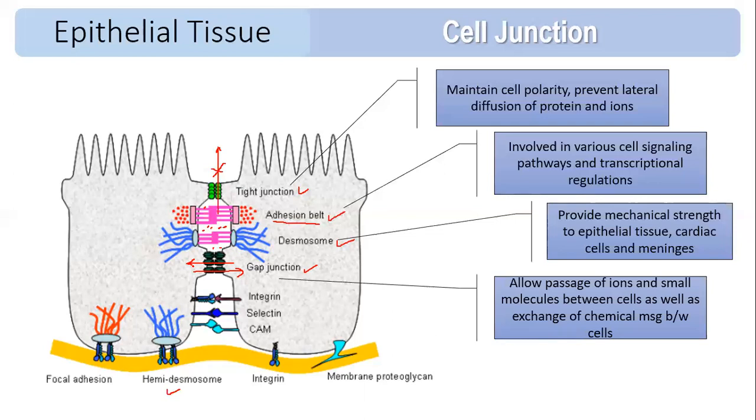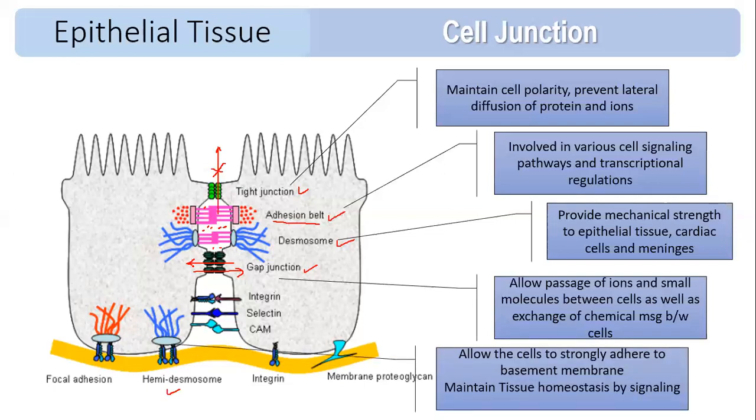And the last is called hemidesmosomes. You can see that epithelial cells remain attached to the basement membrane. They attach to the basement membrane with the help of a very strong attachment, and that is called the hemidesmosomes. So what is the main function of the hemidesmosomes? They allow the cells to attach to the basement membrane, and they also maintain the tissue homeostasis.